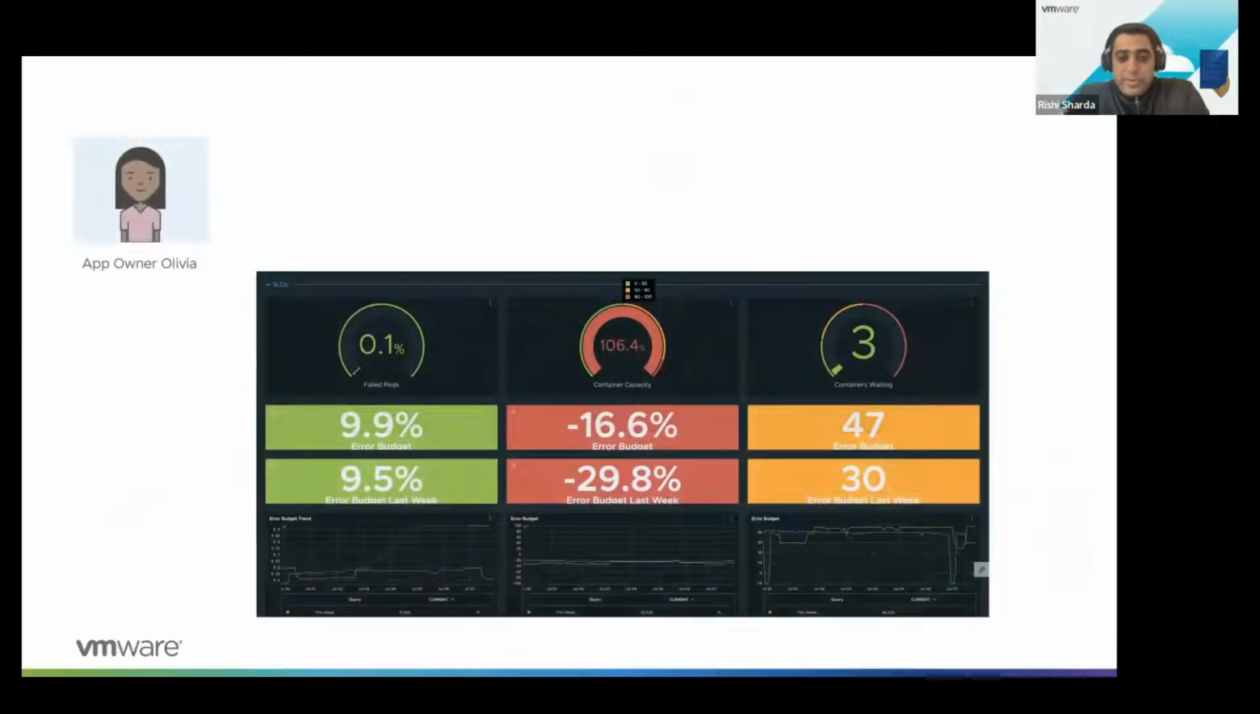From an app owner perspective, Olivia was able to look at the SLAs and SLOs with error budgets and compare the week on week performances in terms of what capacity they had, how many pods were failing, how many containers were waiting, those kind of things.